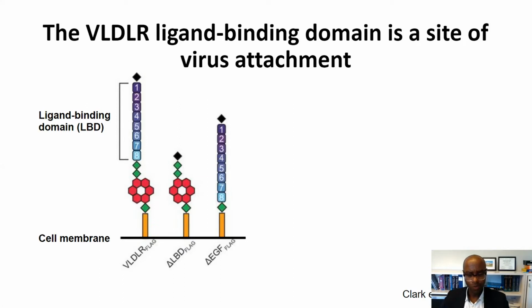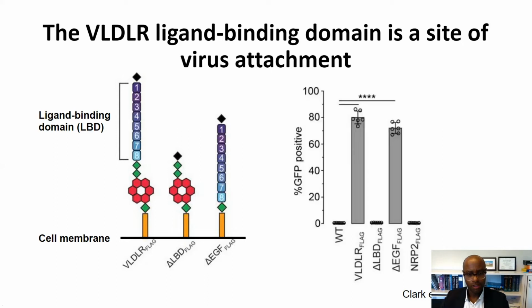And so to map where the virus might bind, we decided to generate two additional constructs where we either deleted the ligand binding domain or deleted the EGF-like domain and kept the ligand binding domain intact, and repeated these expression experiments in K562 cells, which are cells we found were highly resistant to infection, to see whether or not we'd be able to define exactly where the virus was binding.